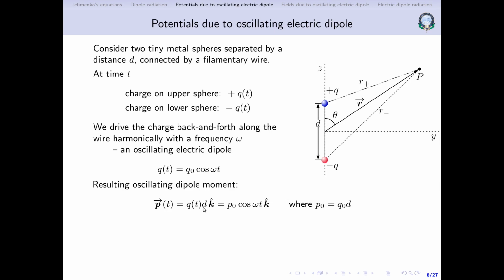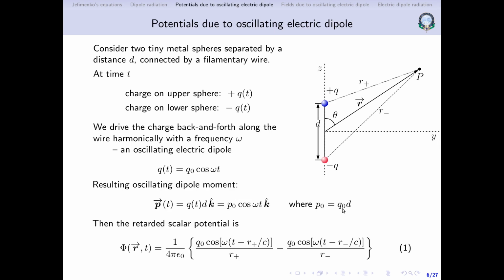So q of t times d, where q of t is q naught cos omega t, and q naught times d we'll write as p naught. That's the maximum dipole moment that you can have in this case. So p naught cos omega t k cap, where p naught is q naught d. Then what will be the retarded scalar potential at this point p?